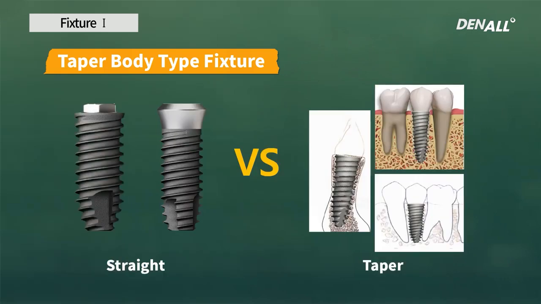Another advantage of the taper type fixture is when bone becomes narrower, the taper shape can prevent damage to the roots of adjacent teeth, as you can see in the picture. Currently, there are various degrees of taper, but taper body implants are mainly used.